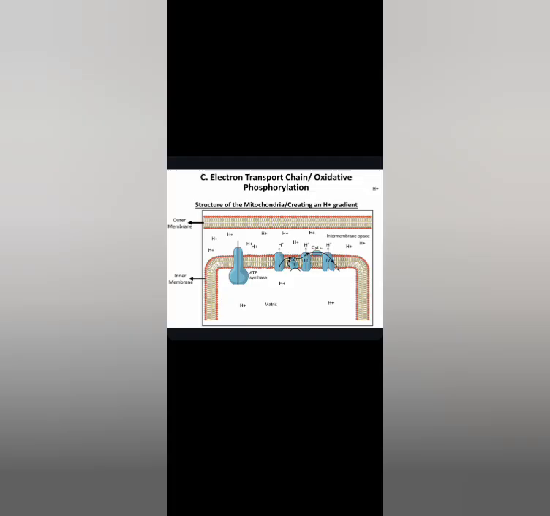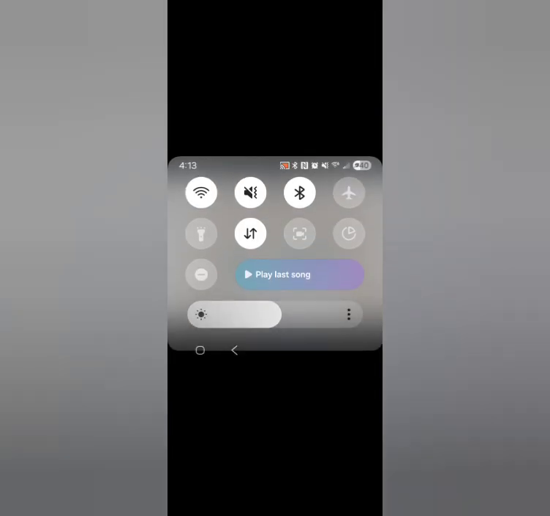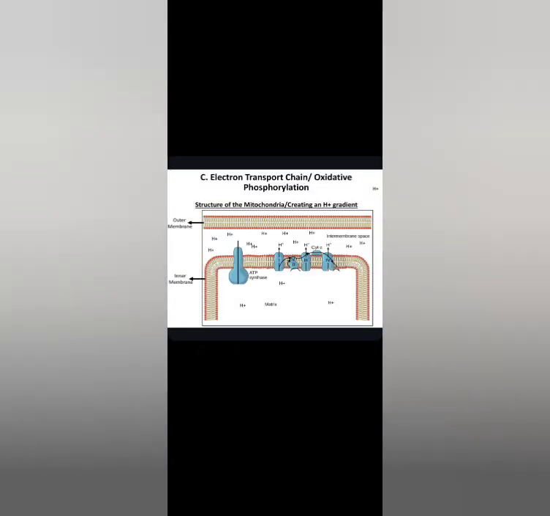So, a few things to note. We have here a concentration gradient of hydrogen ions. We have a lot of hydrogen ions here in the intermembrane space. And we have very few hydrogen ions here in the mitochondrial matrix. And also, another thing to note is the different components of the electron transport chain.